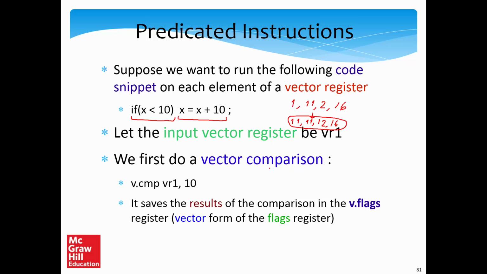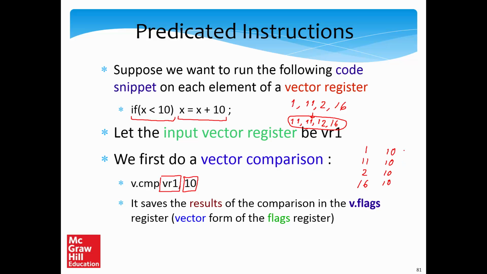So let's first do a vector comparison. Let us compare the vector register with a scalar, which in this case is 10. What we will actually do is compare each element in the vector register with 10. So we'll compare 1 with 10, 11 with 10, 2 with 10, 16 with 10. Each of these we are comparing with 10.